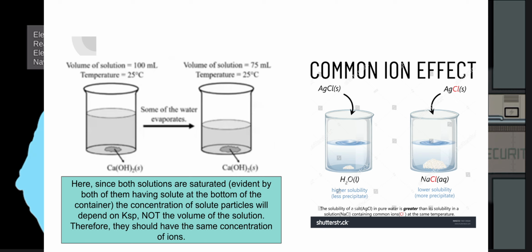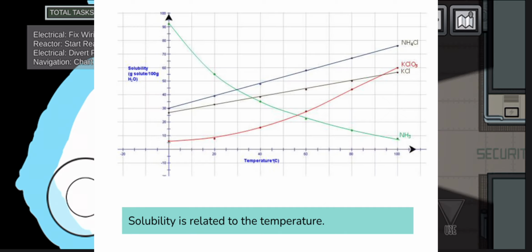The second graph shows that the solubility of a substance decreases when the solution already contains one of its ions. The solubility of the salt in pure water is greater than its solubility in a solution containing common ions. For the next picture, after some of the water evaporates, the volume of the water changes, but the solution remains saturated. If the temperature is constant, the Ksp will not change, so the concentration of the solution will not change.